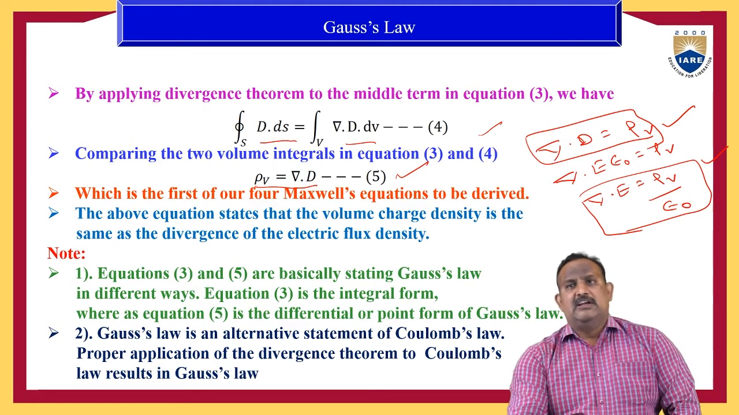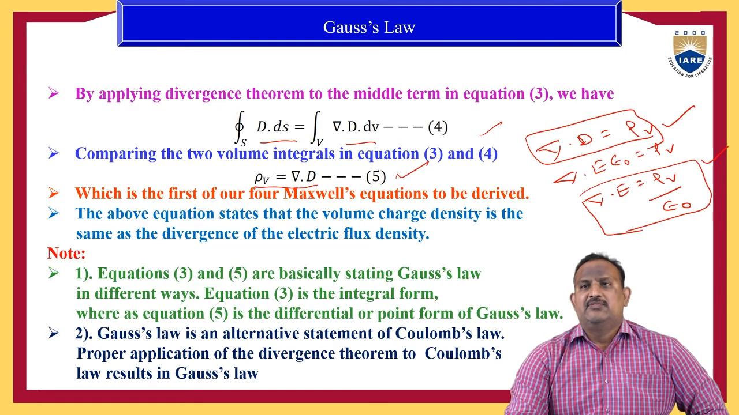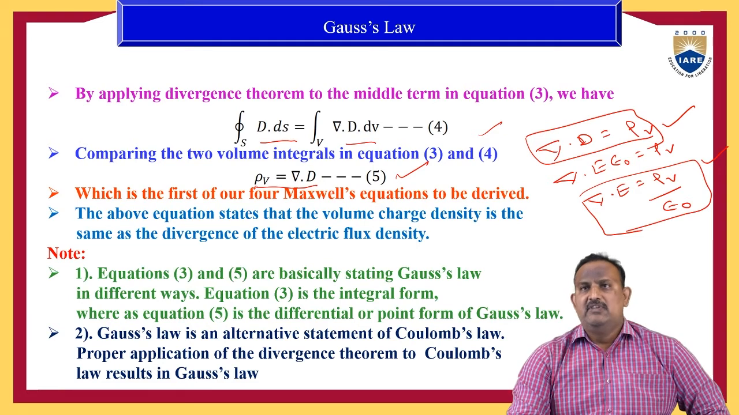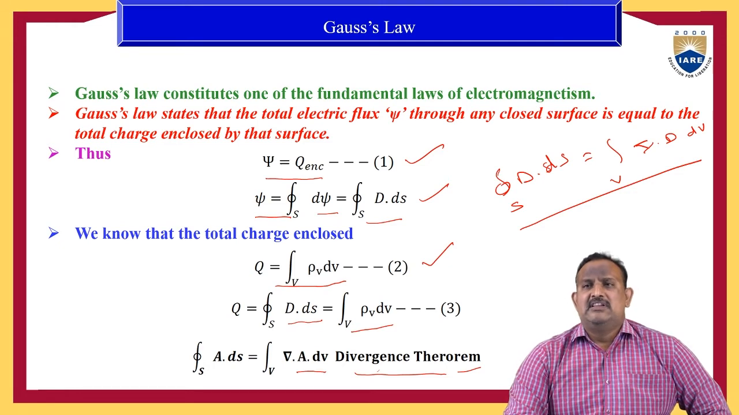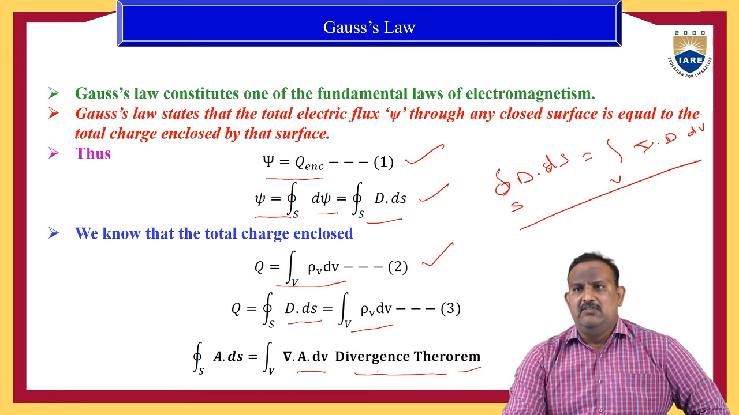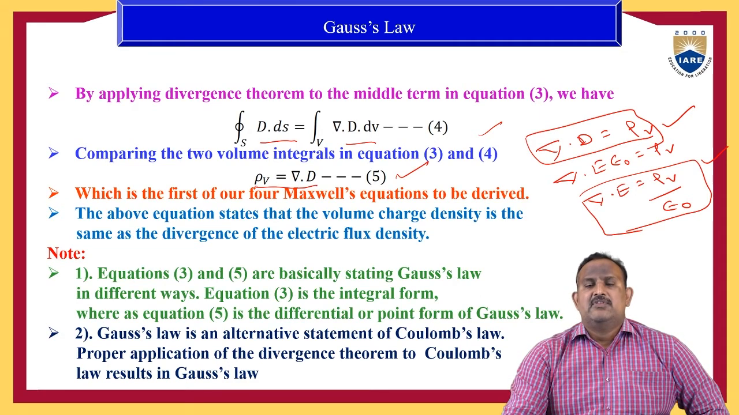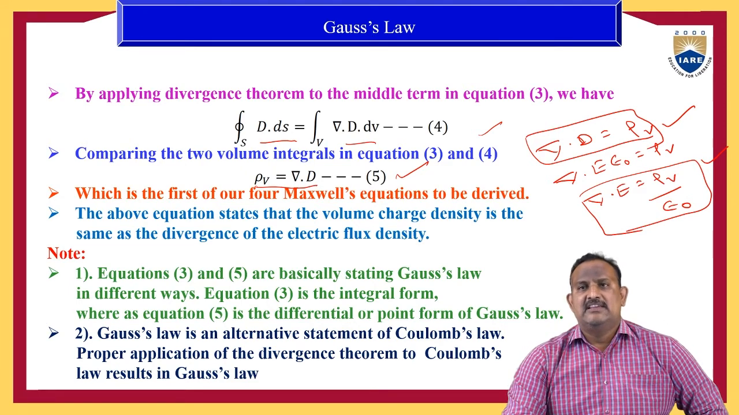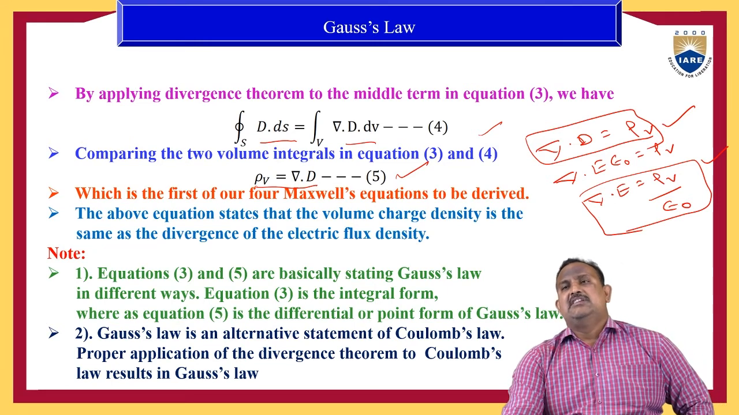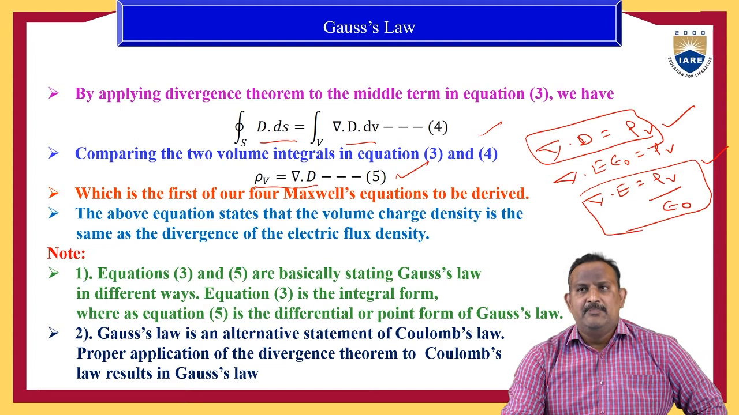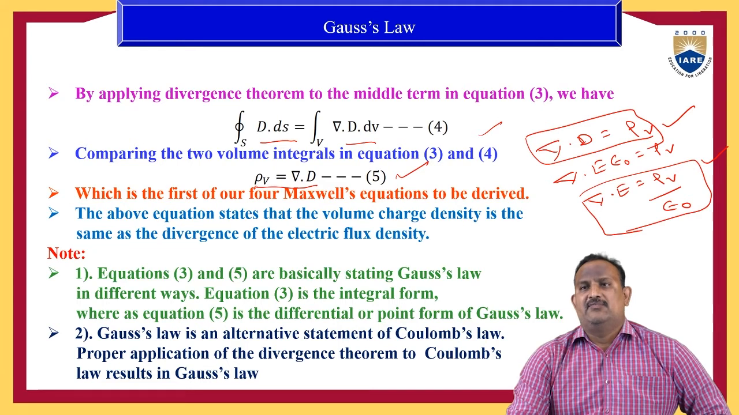So we can observe some points from Gauss law. The first point is about equation 3 and equation 5. Equation 5 is rho v equal to del dot D. Equation 3 is Q equal to the surface integral of D into dS equal to the volume integral of rho v dV. Equations 3 and 5 are basically stating Gauss law in different ways. Equation 3 is the integral form, whereas equation 5 is the differential form, also known as the point form. Equation 3 is the Maxwell equation in integral form, and equation 5 is the Maxwell equation in differential form.